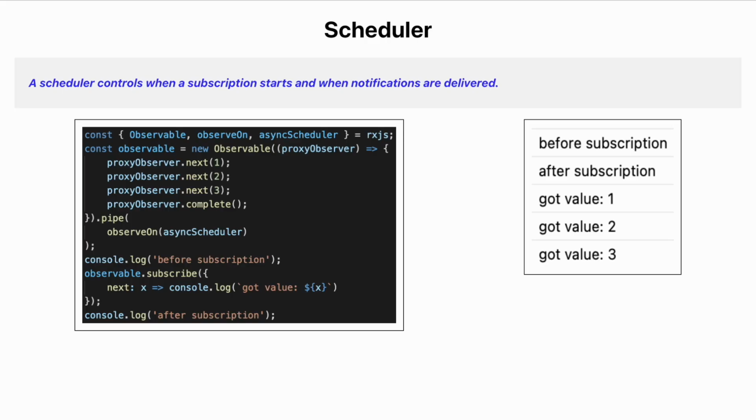For example, we use a simple observable and emit values 1, 2, 3 and use the operator observeOn to specify the async scheduler to use for delivering those values. Here, the after subscribing message will be printed first, before the got value messages. The async scheduler operates with setTimeout or setInterval. All the time related operators follow the scheduler's internal clock, not the wall clock time.